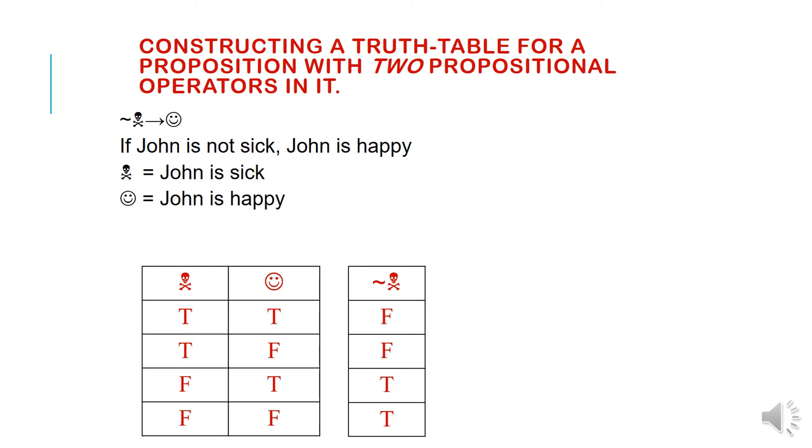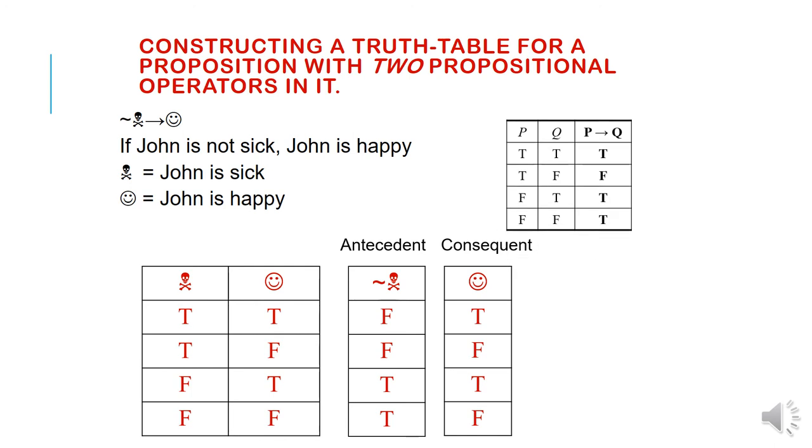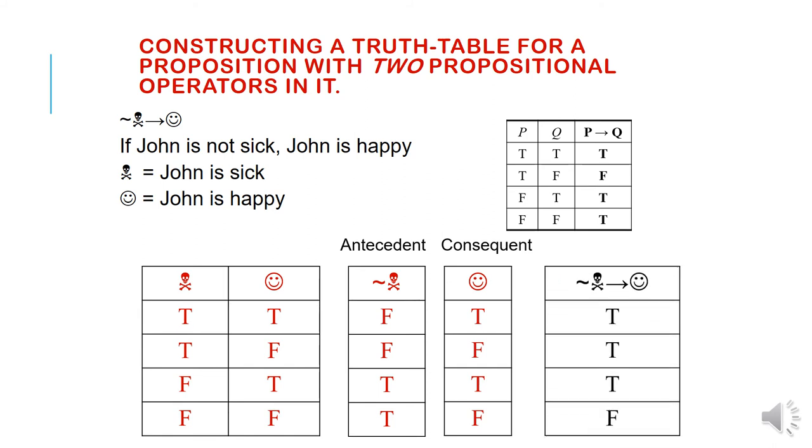But now, once I have the negation of skull and crossbones, I can then rewrite my smiley face column and then look at the template for the conditional statement. Now, looking up at this template, I see that the pattern of when P is true and Q is false is the only time in which my conditional is false. And so I will look for the pattern of T and F in my antecedent and consequent columns on the truth table and see that the fourth row is the only TF row. And so if row 4 is TF, then the truth function of the complex proposition, tilde, skull and crossbones, arrow, smiley face, will be F. But in all other instances, it will be true.